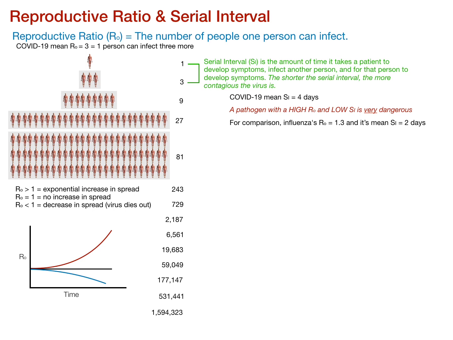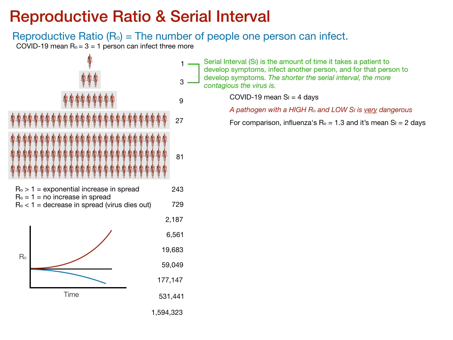That means the time between one person being infected and starting to show signs and symptoms, infecting another person, and that person starting to show signs and symptoms, is roughly 4 days. Note that a pathogen with a high reproductive ratio and a low serial interval is very dangerous.